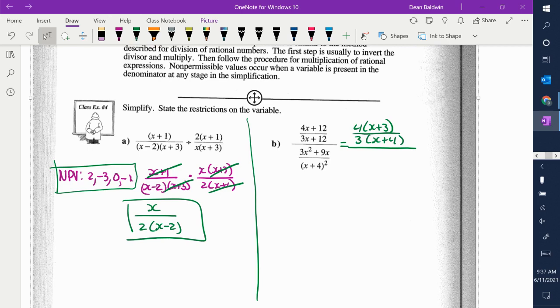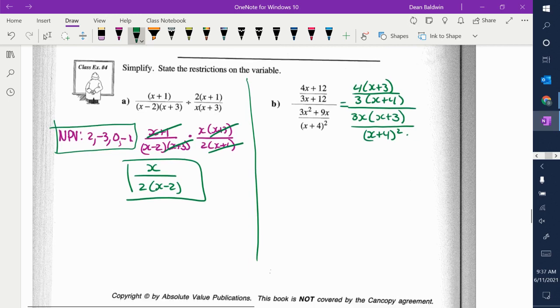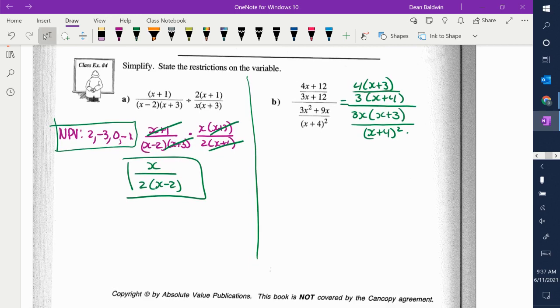what can I do to the next one? Yeah. Pull 3x out, and you get x plus 3. And you can't do anything to the very bottom. Okay. Oh, it will, yeah, when we flip. So we just factored it. So what are our NPVs?